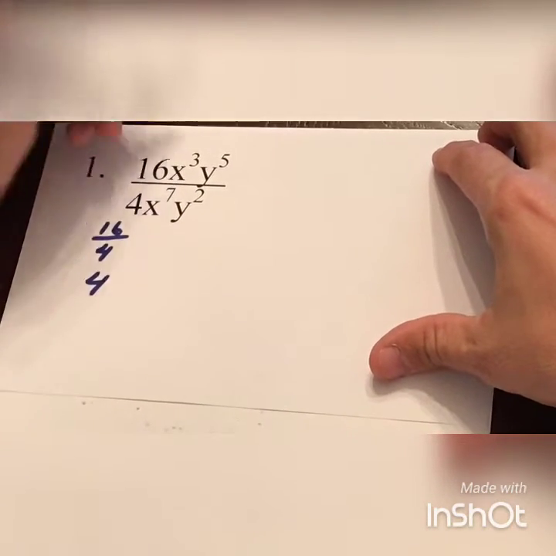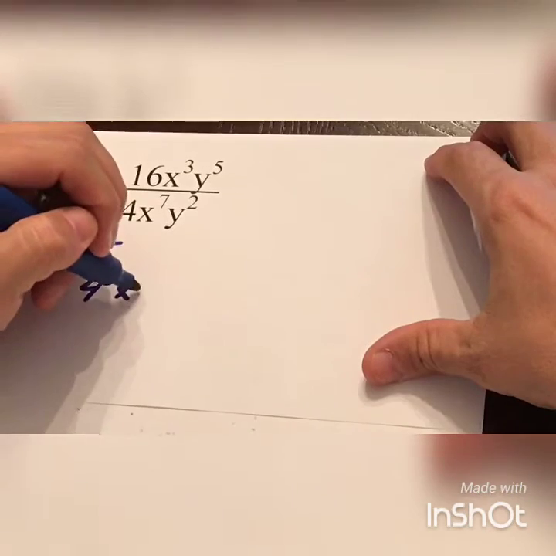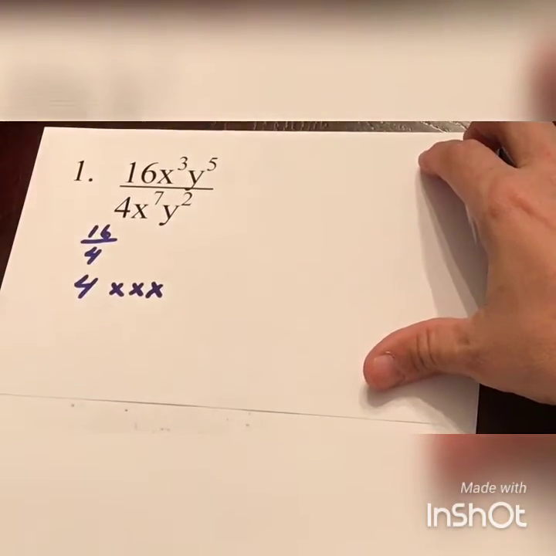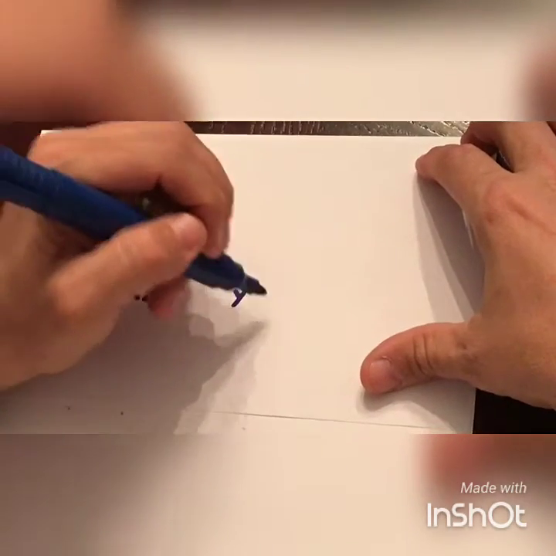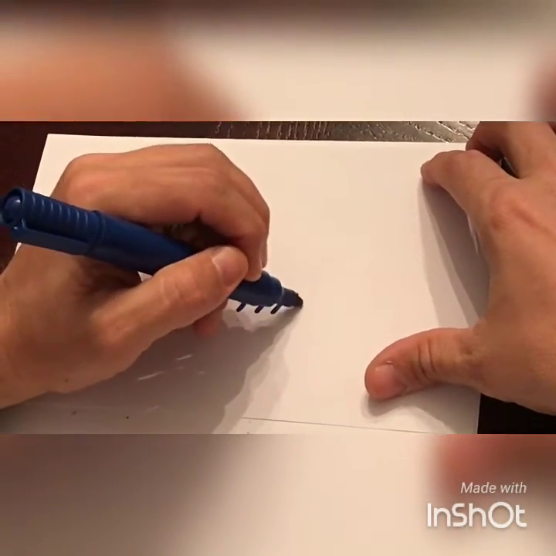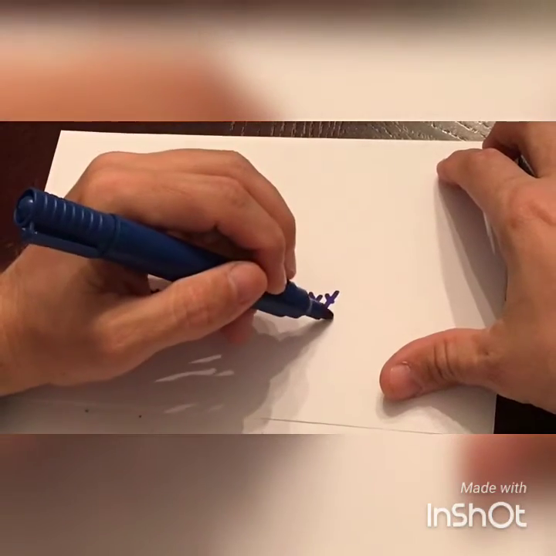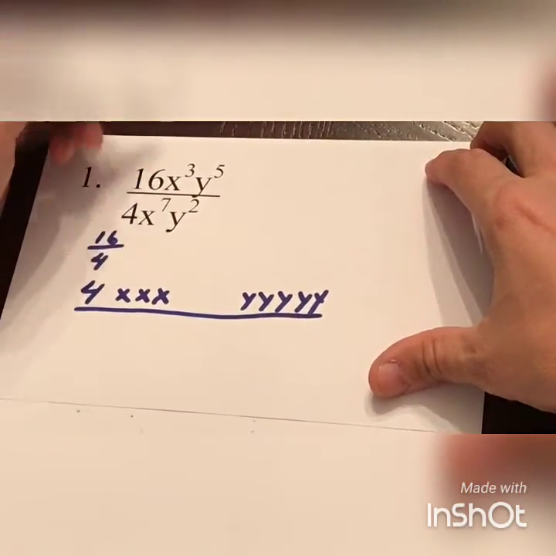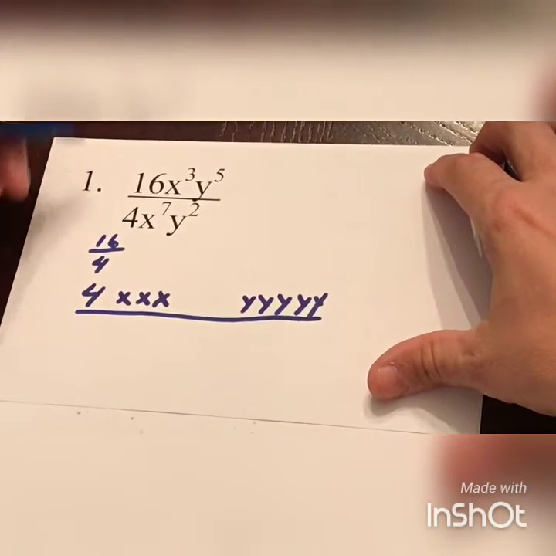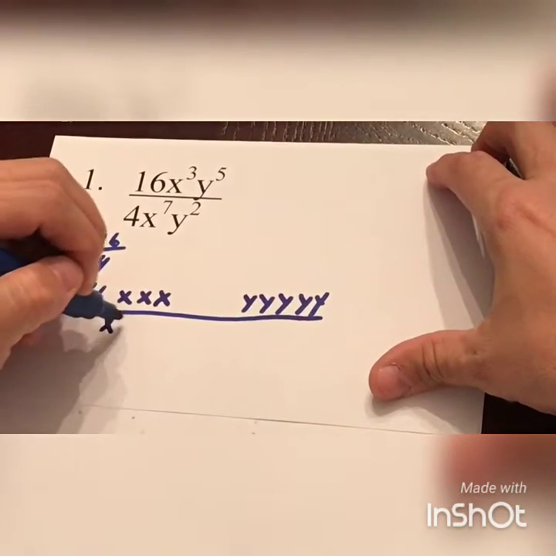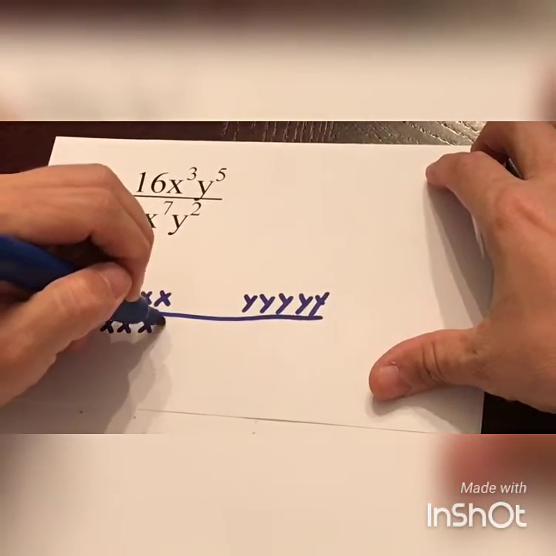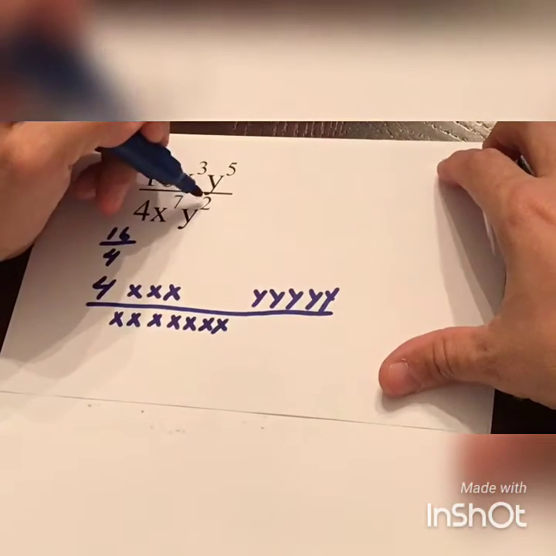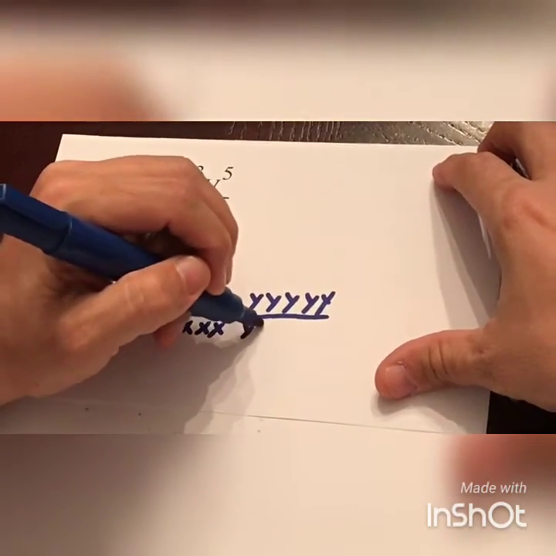X to the third power will be 1, 2, 3 x's. Y to the fifth power, 1, 2, 3, 4, 5. And then underneath that, x to the seventh power. Yes, we write out all 7 of them. 1, 2, 3, 4, 5, 6, 7. Y to the second power, 1, 2.